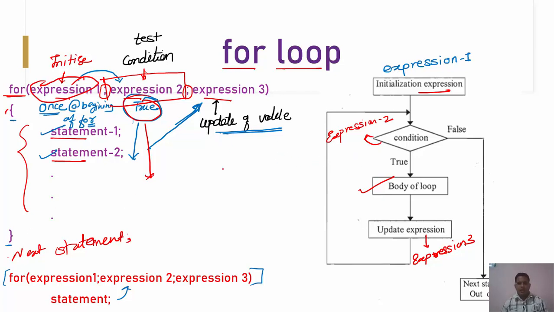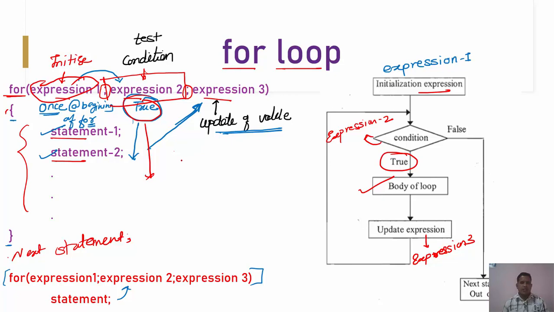Now after completing this, consider that my expression 2 is true. Then the body of the loop statement gets executed, and then it deals with expression 3 to update the value. So in this way the loop control statement works.